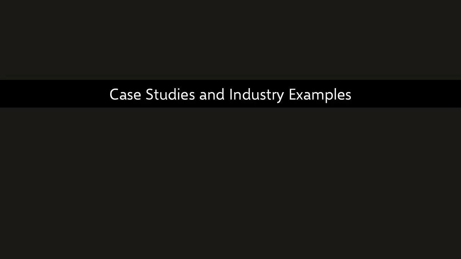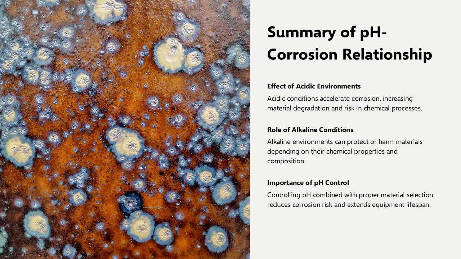Summary of pH corrosion relationship, future outlook and recommendations. The relationship between pH and corrosion is fundamental in chemical industry operations. Acidic environments accelerate corrosion, while alkaline conditions can either protect or damage materials depending on their properties. Effective pH control, combined with appropriate material selection and protective measures, is essential for minimizing corrosion risks. By understanding these principles, engineers can design safer, more efficient processes and extend the lifespan of critical equipment.